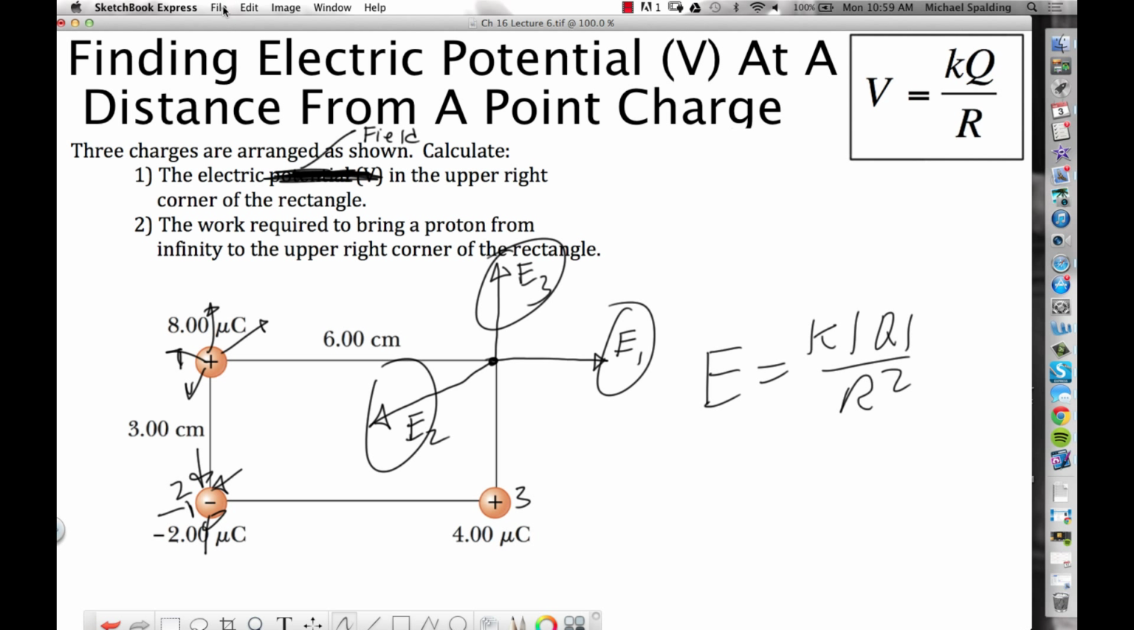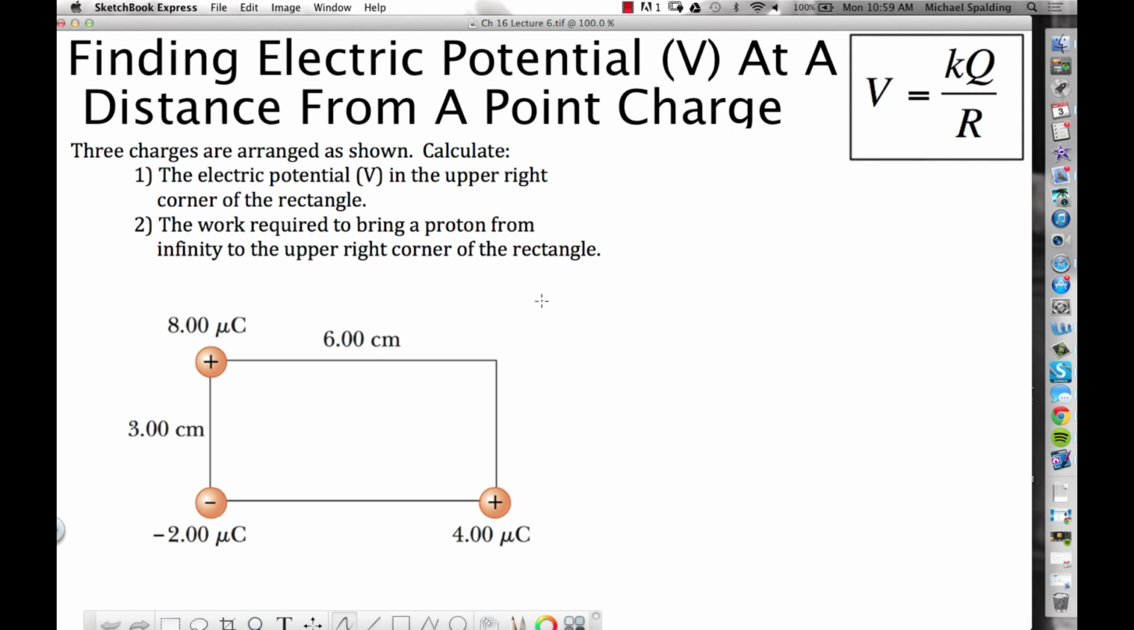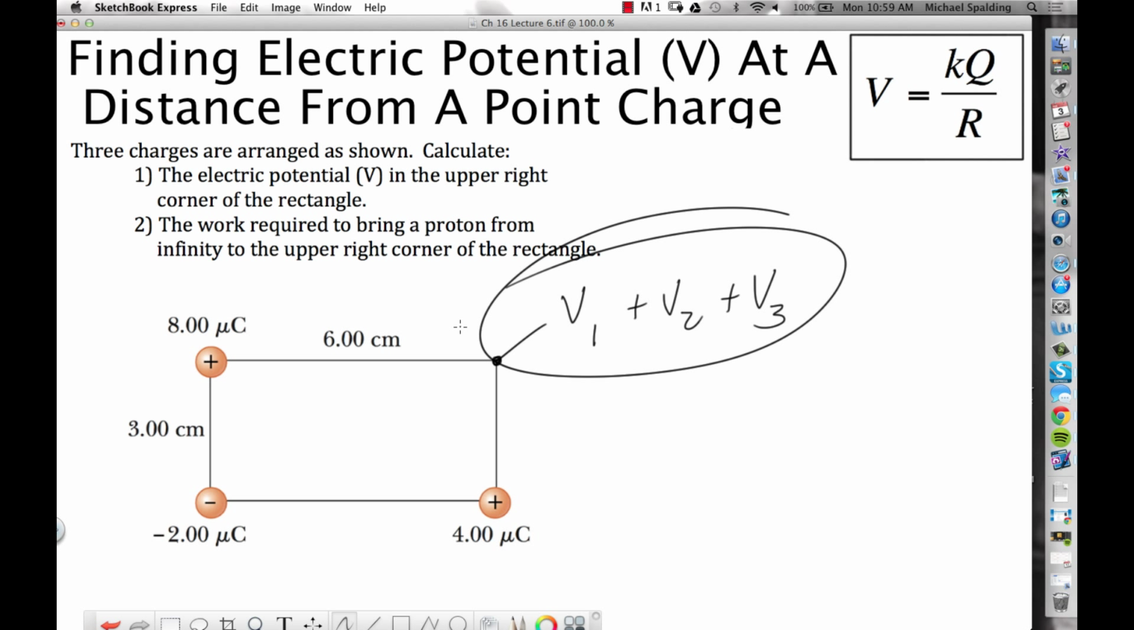If you're asked to find electric potential, you're like this. Ooh, electric potential is all about energy. Energy is scalar, which means all I have to do, add it up, dude. Just go V1 plus V2 plus V3, done. It's easy. It's much easier. It's not vector. It's scalar.